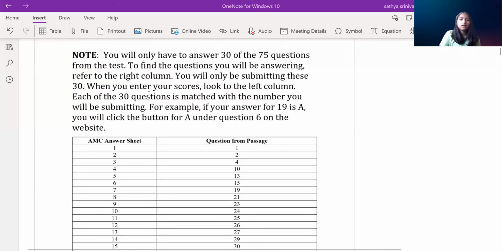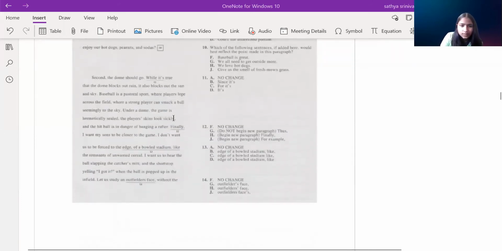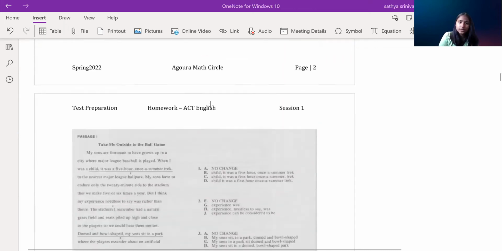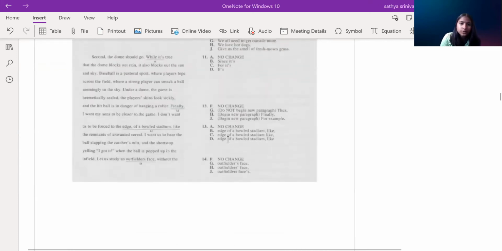Okay, so let's start with number 12. So it's this one right here. Is everyone able to see the screen? Yes? Okay. And just to clarify, this is the correct document, right? Okay. Okay, number 12. So it's saying, finally, I want my sons to be closer to the game. So for this one, it's talking about whether we should begin a new paragraph or we shouldn't.